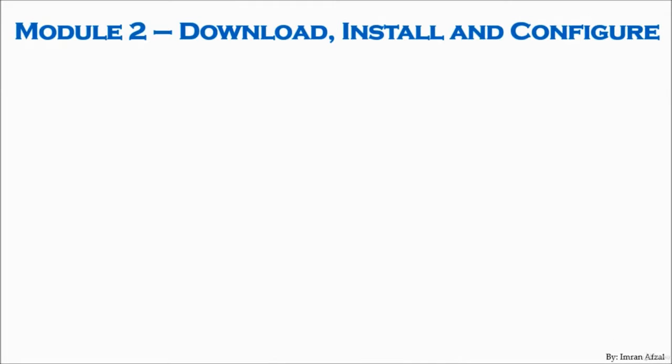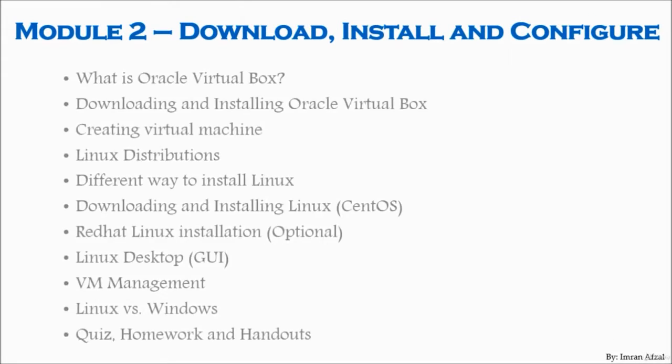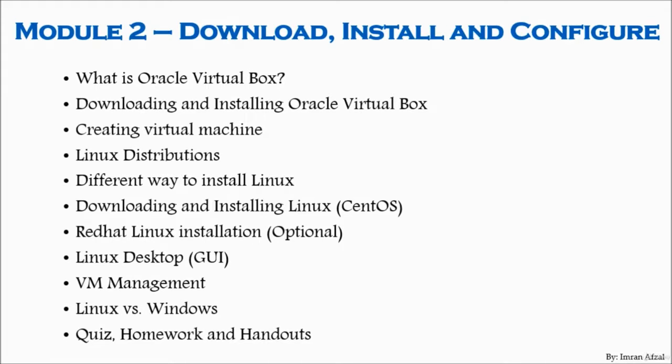In Module 2, we'll download, install, and configure our Linux system. We will install Oracle. We'll go over what exactly the Oracle VirtualBox is. We'll go over some Linux distributions, different ways to install Linux. We'll download our CentOS, and we will install and configure our Linux operating system. I will cover the entire installation of Linux and Red Hat.